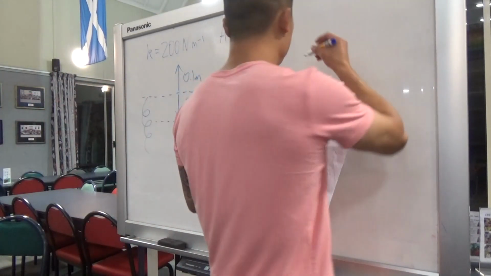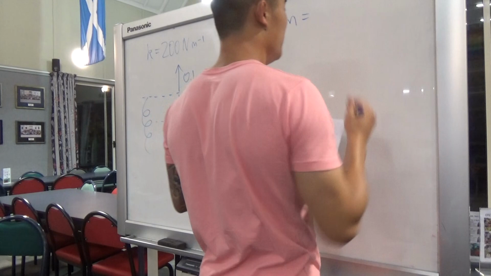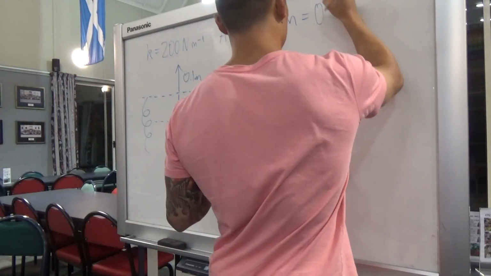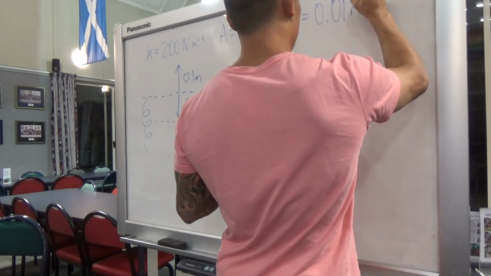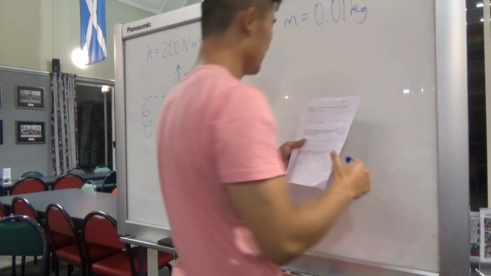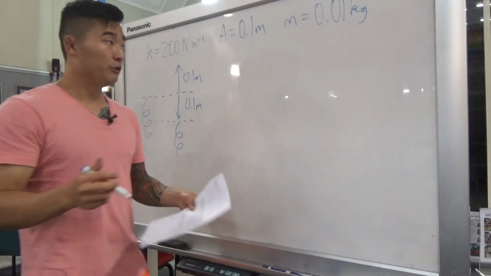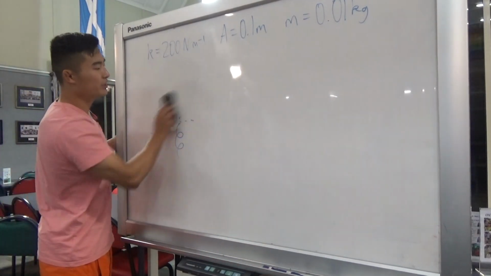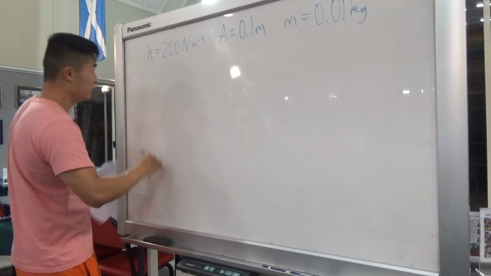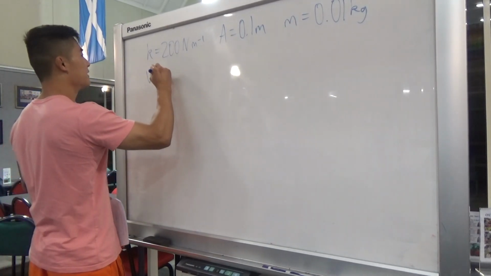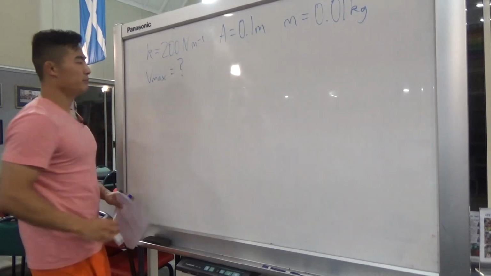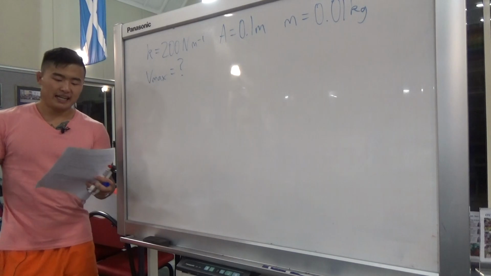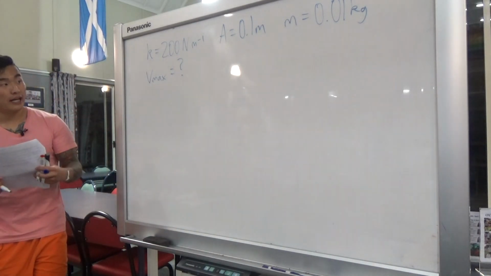And we know the mass, so they've been kind enough to convert our 10 grams into kilograms, which is 0.01 kilograms. And we want to find out the maximum velocity of the bullet. So the V max equals question mark. Okay, so remember we had our equations before.